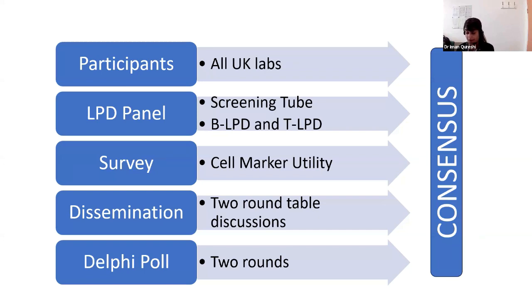The results were then disseminated to all participants in the form of 2 roundtable discussions that were held virtually. Subsequently, a 2-round Delphi poll scoring method was used to generate a consensus amongst participants for what they felt were the mandatory and recommended markers for B and T LPD diagnosis. We also compared this data to anonymized NEQAS data that we obtained.